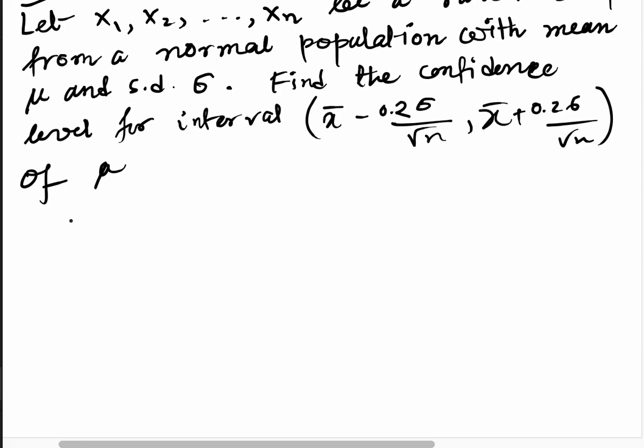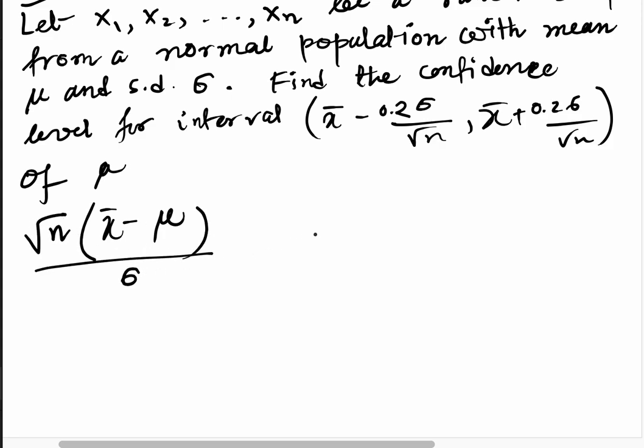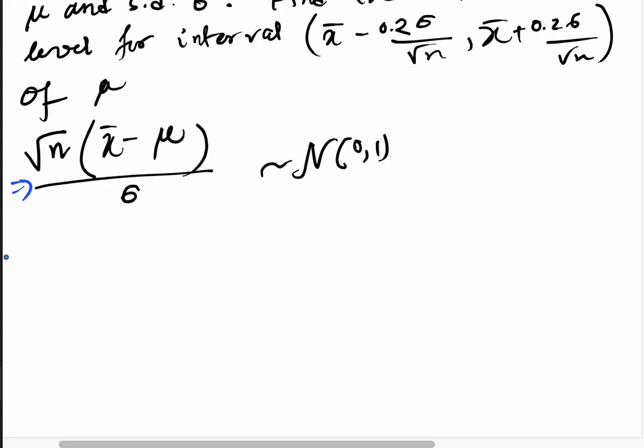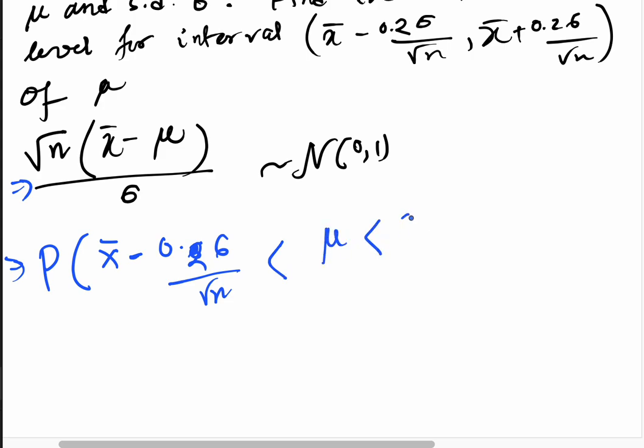So let's see. Since root 10 times (x bar minus mu) by sigma follows a standard normal distribution, we can calculate the probability that x bar minus 0.2 sigma by root 10 is less than mu less than x bar plus 0.2 sigma by root 10.